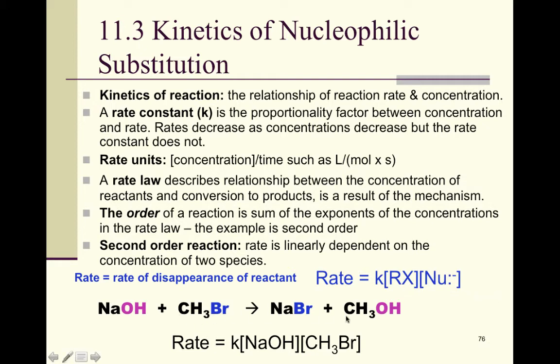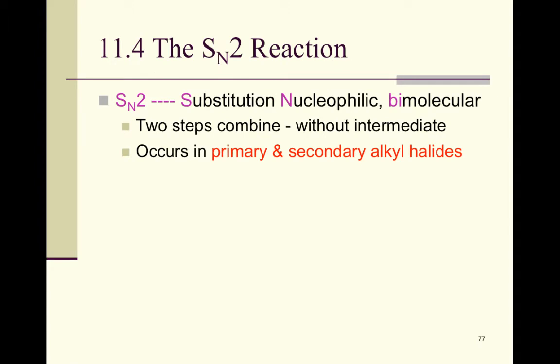The rate law of this reaction would be specifically K times the concentration of sodium hydroxide, our reactant, and our other reactant, CH3Br. The SN2 reaction. SN2: S stands for substitution, N for nucleophilic, and 2, it's bimolecular. Two steps combined without an intermediate. Sometimes I've seen SN2 with the N not subscripted, so you'll probably see it both ways. So we have two steps combined without an intermediate.